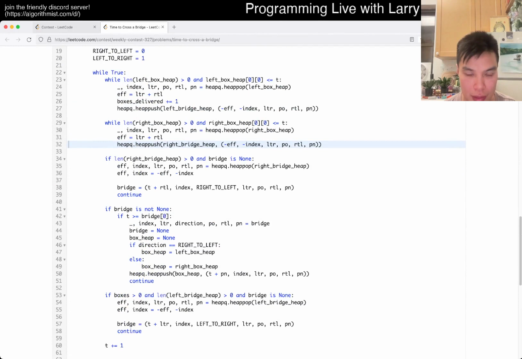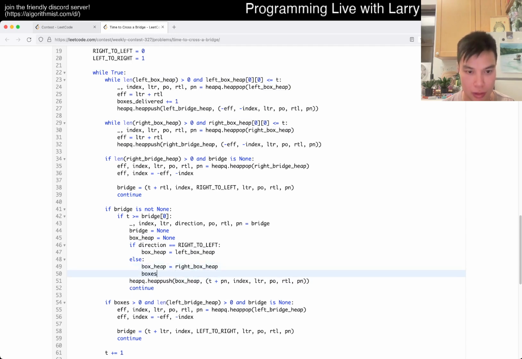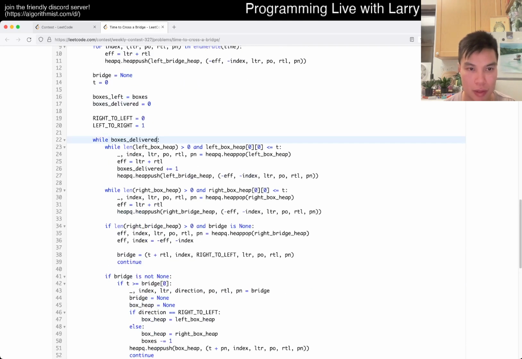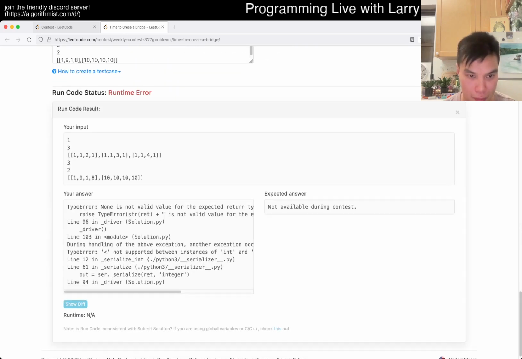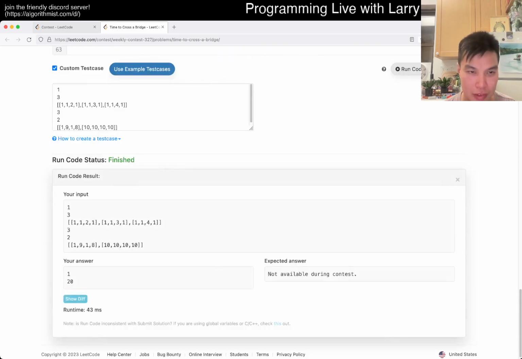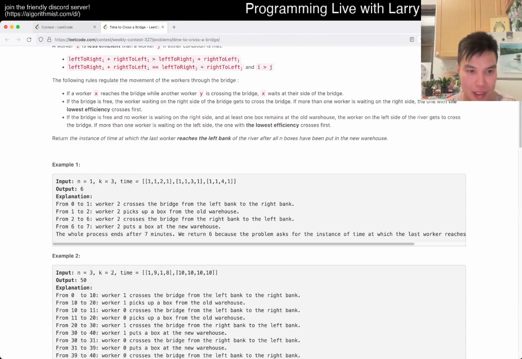So that means that in this case, going from left to right, adding it to the box heap would already be okay. So while, oh yeah, and then we don't return. So yeah, so then return T maybe. We'll see if this is even close. 1 and 20. I don't think that's right. Why is that 1?